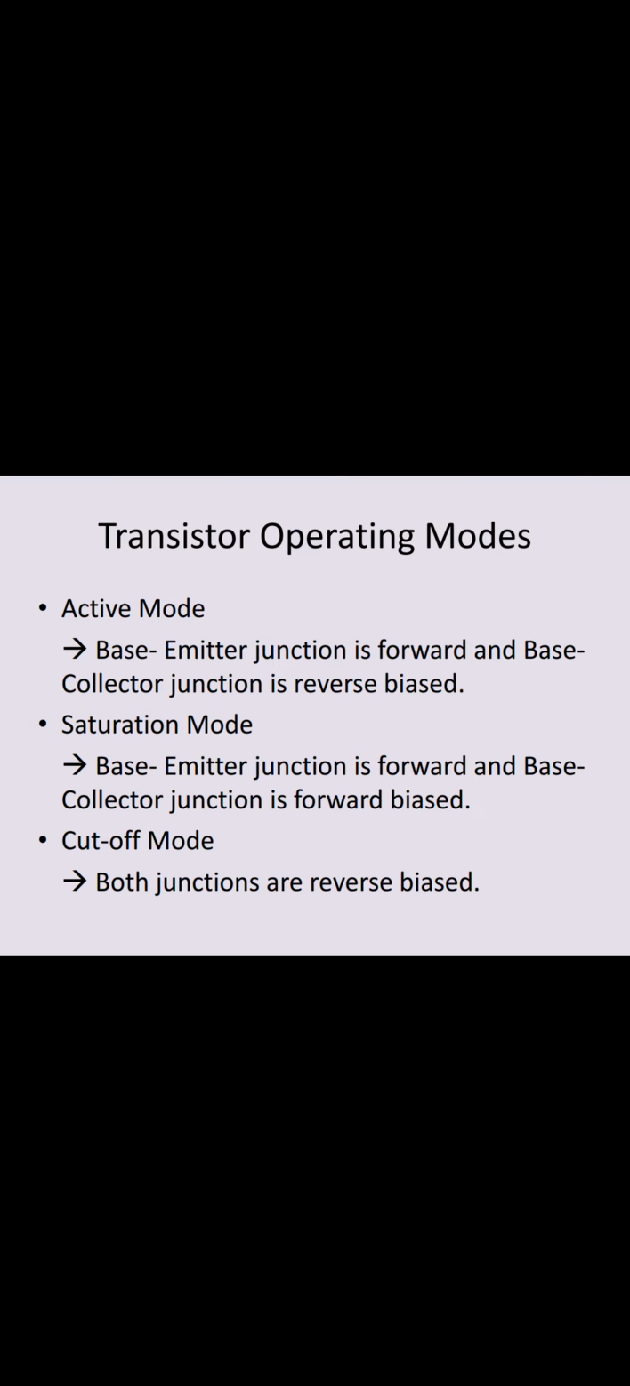Next point is the operating regions, or the operating modes, of the transistors. There are three main distinct regions of operation of the BJT. One is the active region or the active mode. The active region is again divided into two subparts: one is the forward active and the second one is the reverse active.